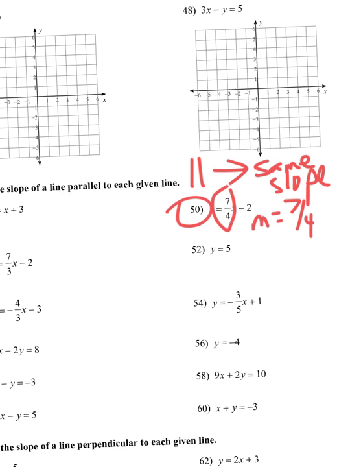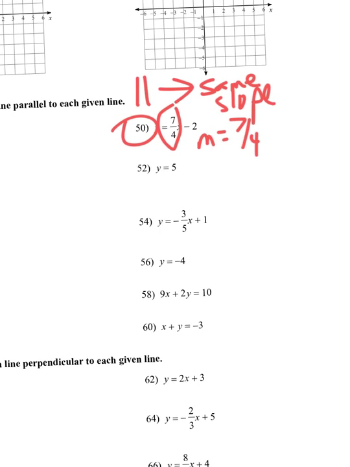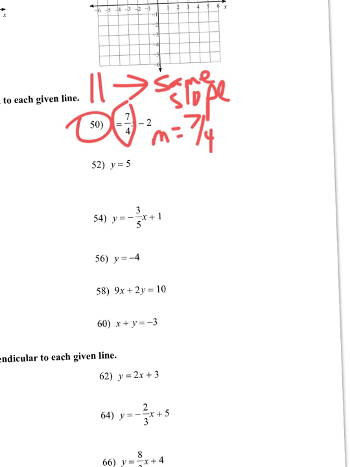Now, if you go down to 58, notice we're not in slope-intercept form. We have 9x plus 2y is equal to 10. We're going to need to get that in slope-intercept form. Very important that you know and remember how to do this.